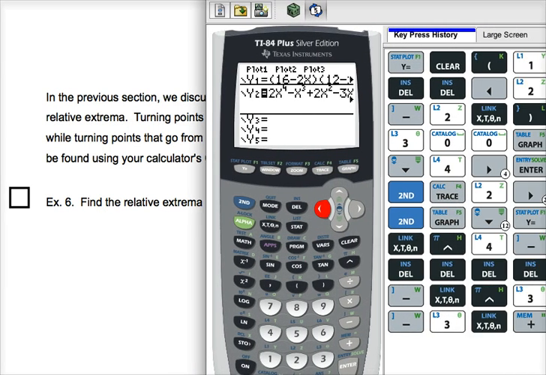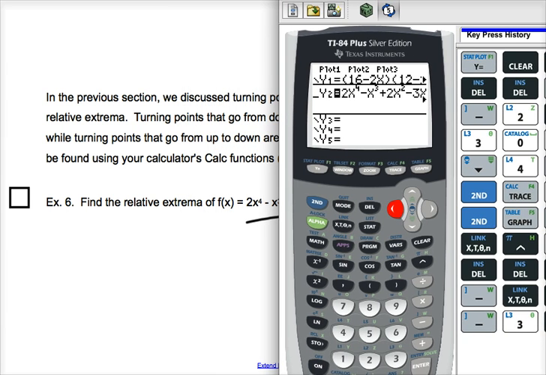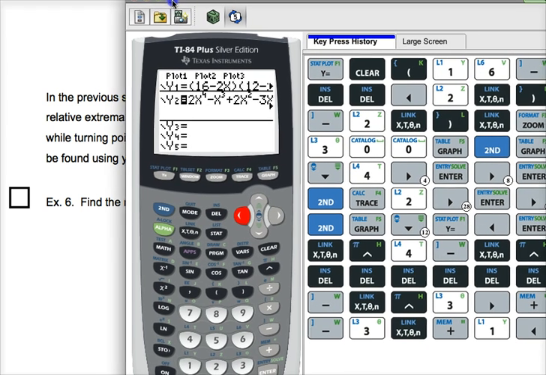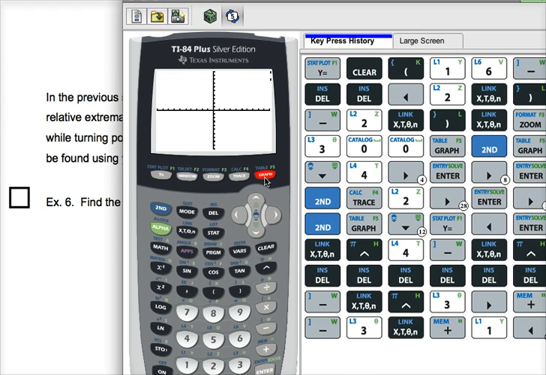And I entered y equals 2x to the fourth minus x to the third plus 2x squared minus 3x plus 1. What I'm going to do now is graph. And I don't know where my window was at. My window's at negative 10 to 10, negative 10 to 10. And I get it like a parabola shape. It's not a parabola, it's like a parabola.